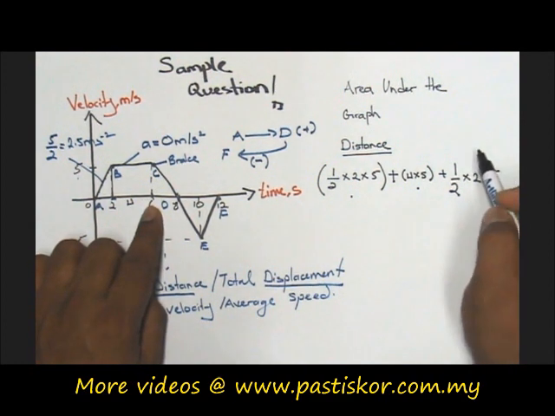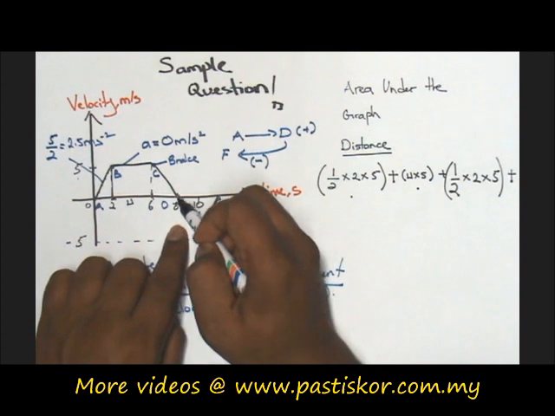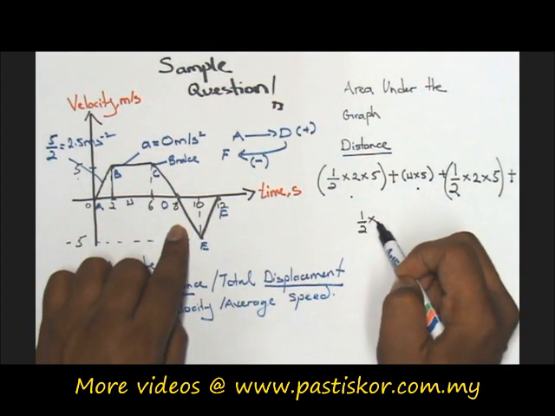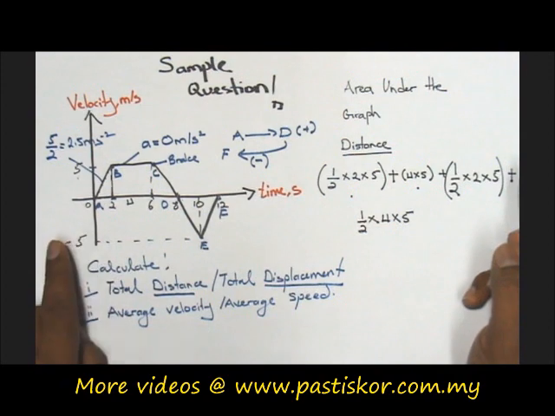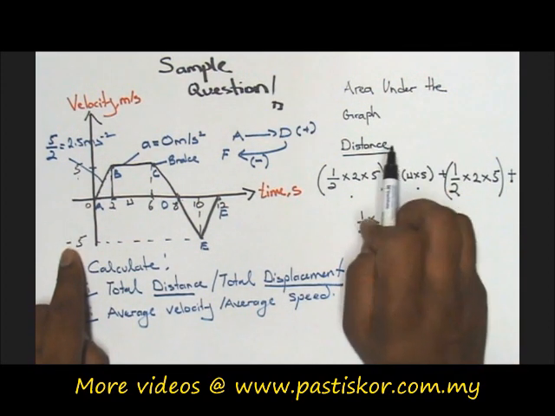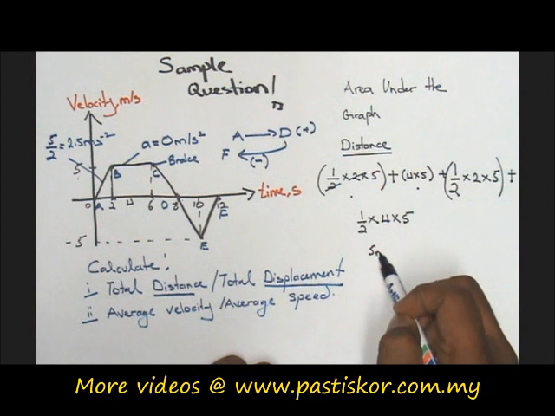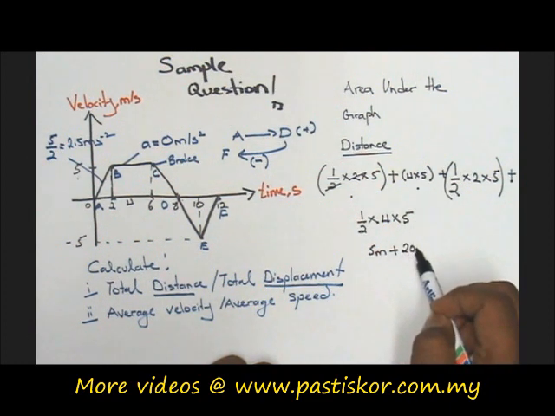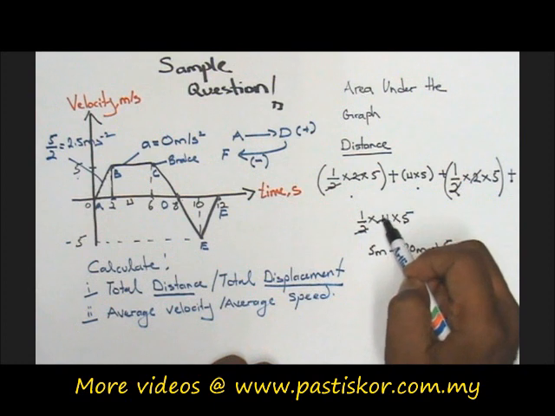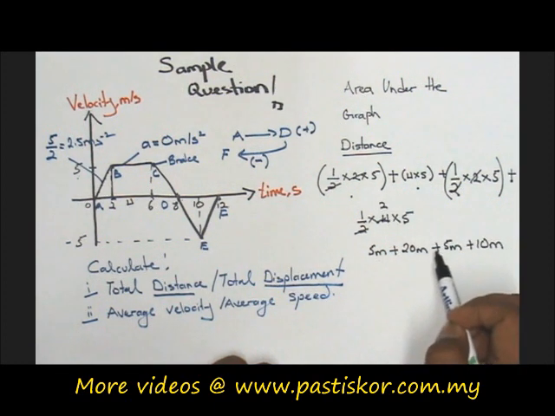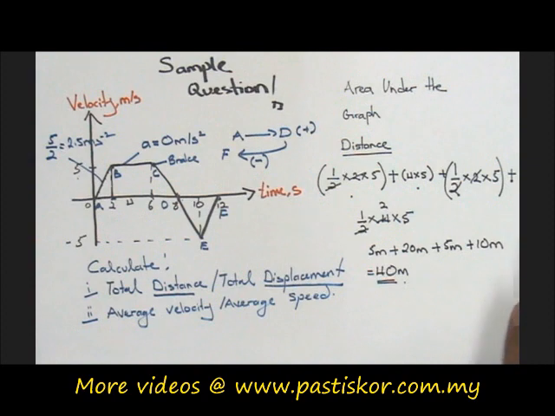Plus, let me put a bracket for this, the last triangle that we have down here, which is 1 over 2 times 12 minus 8, 4 seconds, times 5. I know that there's a negative, but we'll ignore the negative for the time being because distance has no direction. So let's calculate. This one will give you 5 meters, plus 4 times 5, 20 meters, plus another 5 meters, plus 10 meters. So in total, 20, 30, 40 meters. Now, your distance is 40 meters.